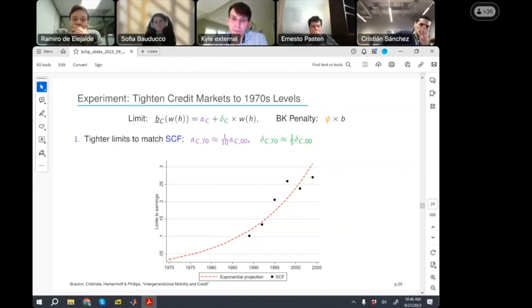That gives a value of 0.03. You could run a linear regression that would be even more aggressive, actually would be a negative number in the 1970s, but you can project back to get some guess of what limits were in the 1970s.